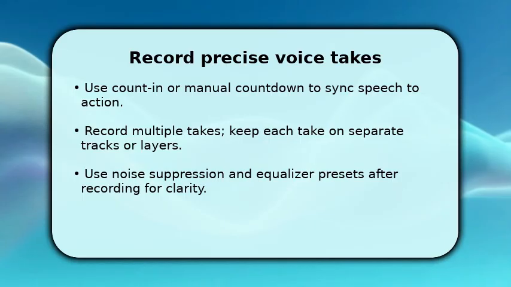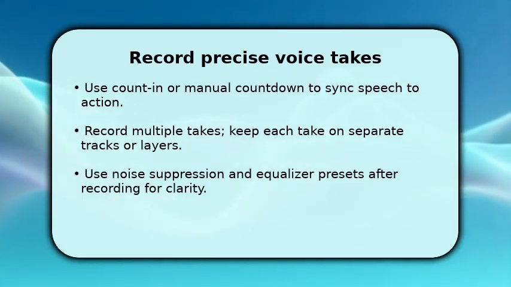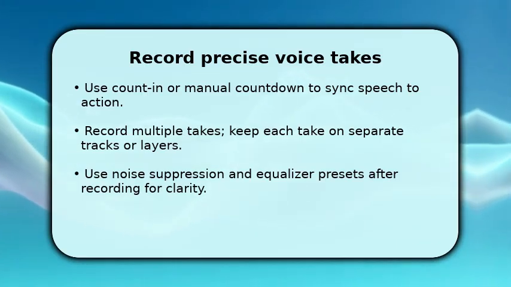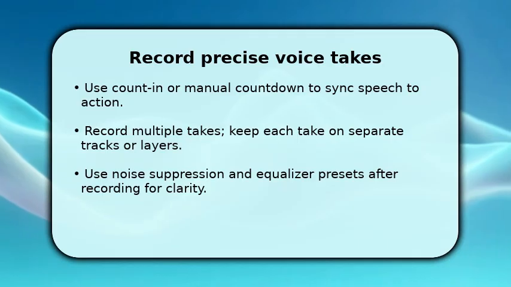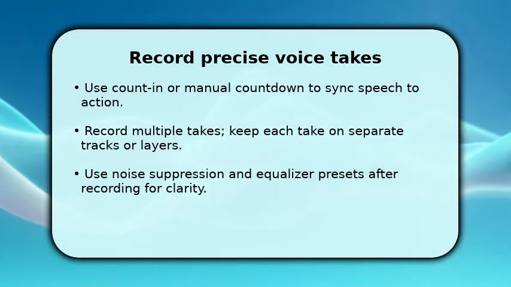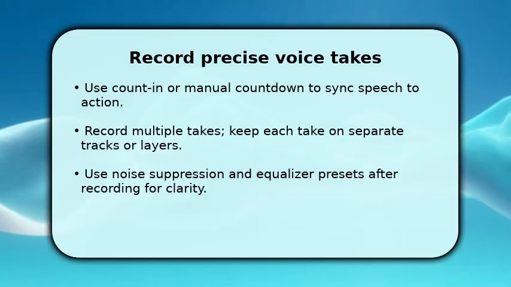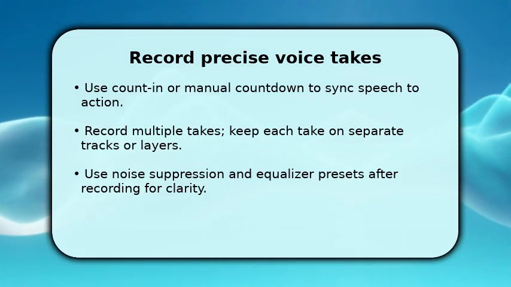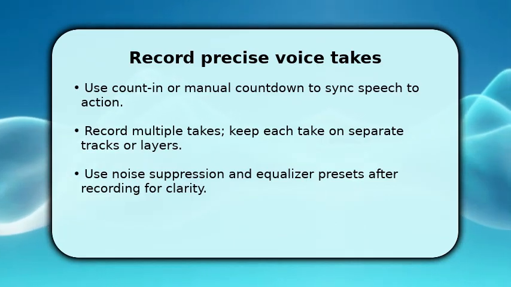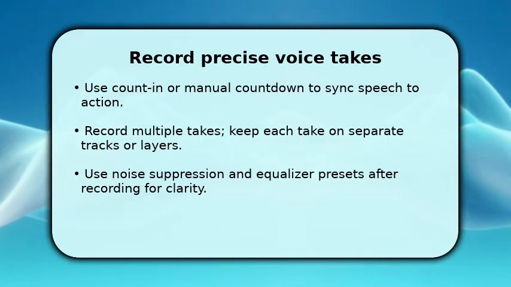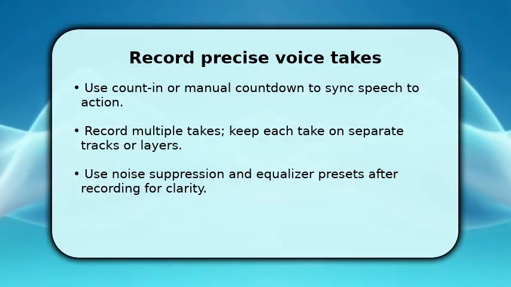Now record your full narration in focus takes. You can use the count-in feature to lock timing or manually tap record and speak with clear, steady pacing. Record several takes of each segment so you can pick the best performance. Keep them separated by track or take markers for easy editing. After recording, apply noise reduction, a light compressor, and a gentle high pass to remove rumble. Make sure to listen back in context with the video so phrasing matches on-screen action.